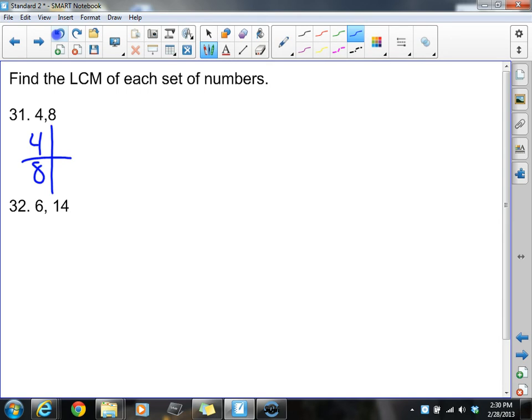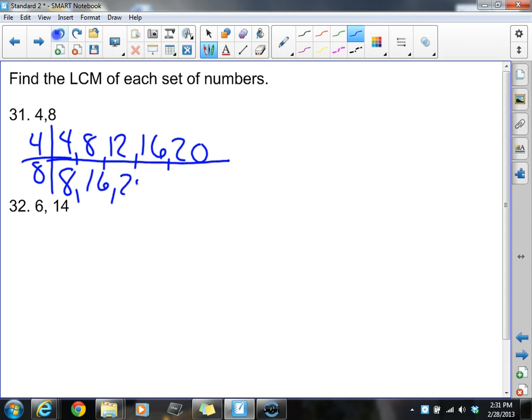My multiples of 4 are going to go like this: 4 times 1 is 4, 4 times 2 is 8, 4 times 3 is 12, and so on and so forth. So 4, 8, 12, 16, and then 20. I usually go out to about 5 places; I've found that has been most helpful. Now the same thing for 8: 8, 16, 24. Actually, I can stop right there because I have already found my least common multiple, which is 8. It's the smallest common multiple.